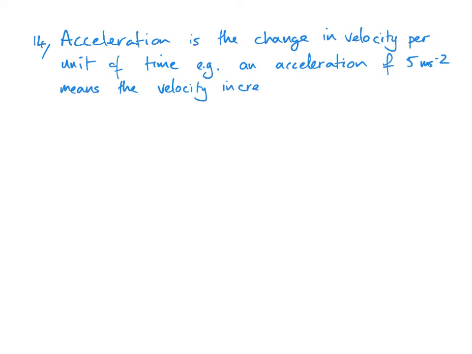And that means that the velocity increases by 5 meters per second each second. So that's why we have the per second bit twice. Once for the speed bit, which is the meters per second, and then the idea we're looking at that change in speed each second.